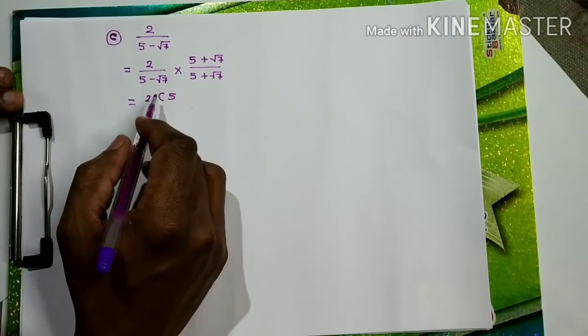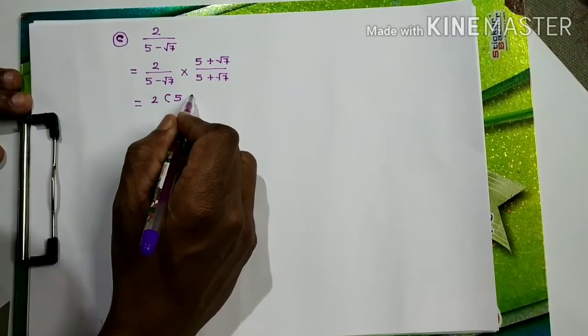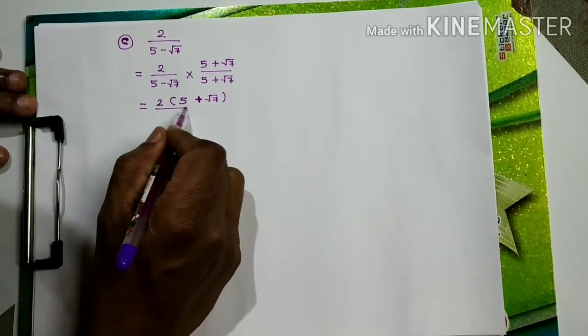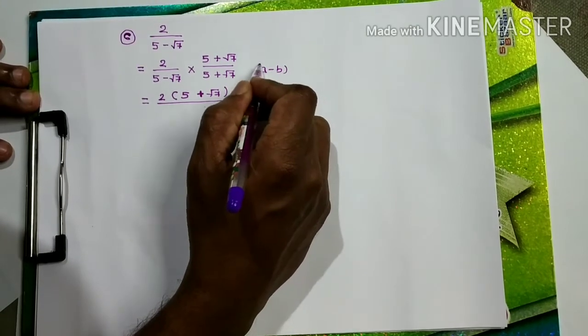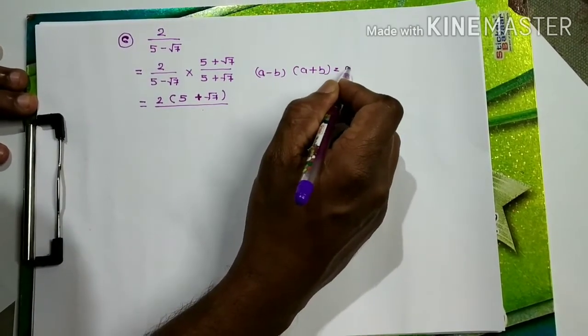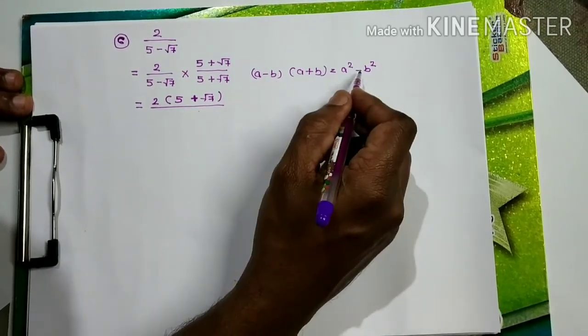Next step is 2 multiplied by 5 plus root 7, which is 2 bracket open 5 plus root 7 bracket close, divided by, here also we can use a minus b into a plus b is equal to a square minus b square. This identity we can use.